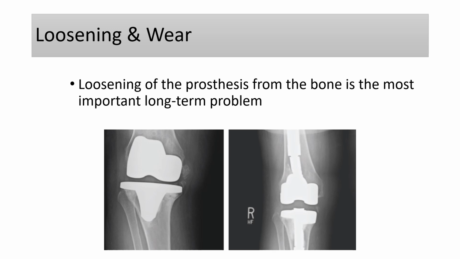Loosening of the prosthesis from the bone is the most important long-term problem or complication that can occur. You can see in the X-ray on the left where there is loosening of the implant, which was subsequently revised, with the X-ray on the right showing the corrected result.